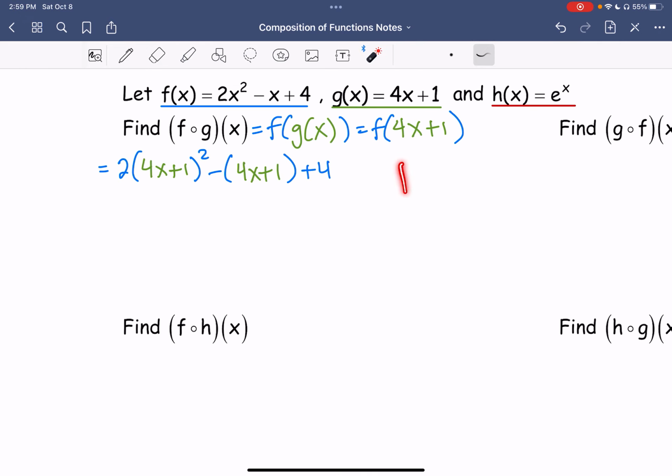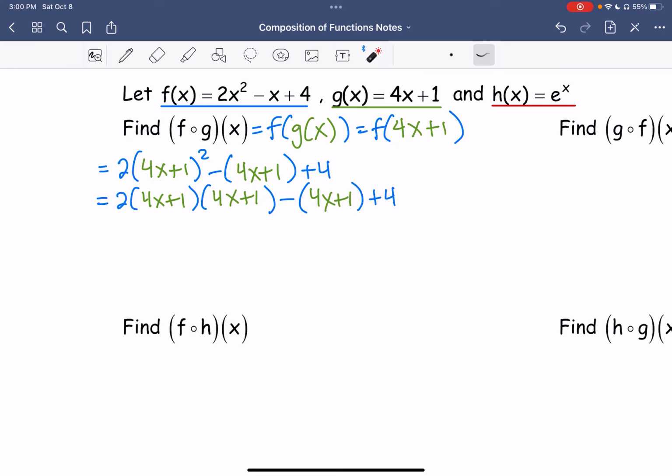You have to follow PEMDAS. Parentheses come first. We have no like terms that we can add, so it just stays as 4x plus 1. The next step in PEMDAS is exponents. We do have an exponent of 2, so we're going to do 4x plus 1 squared. All that means is that you have two factors being multiplied by itself. So it's really just 4x plus 1 times 4x plus 1. And then everything else is the same, minus 4x plus 1, plus 4.